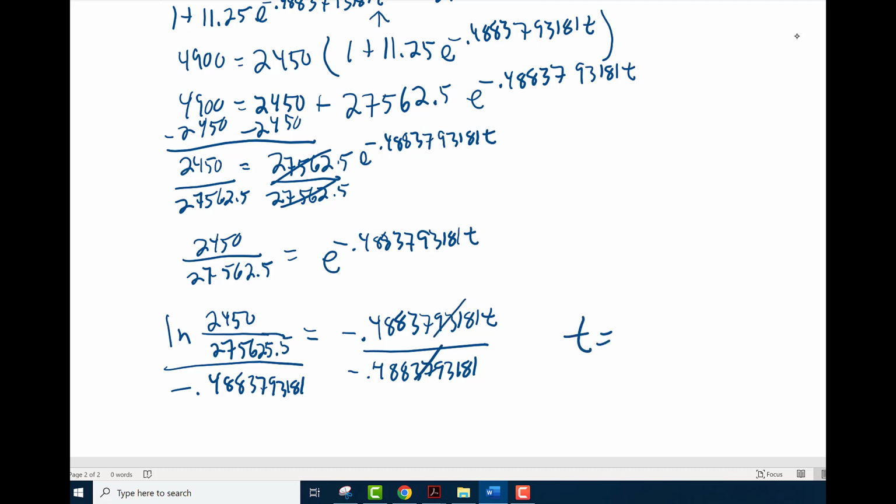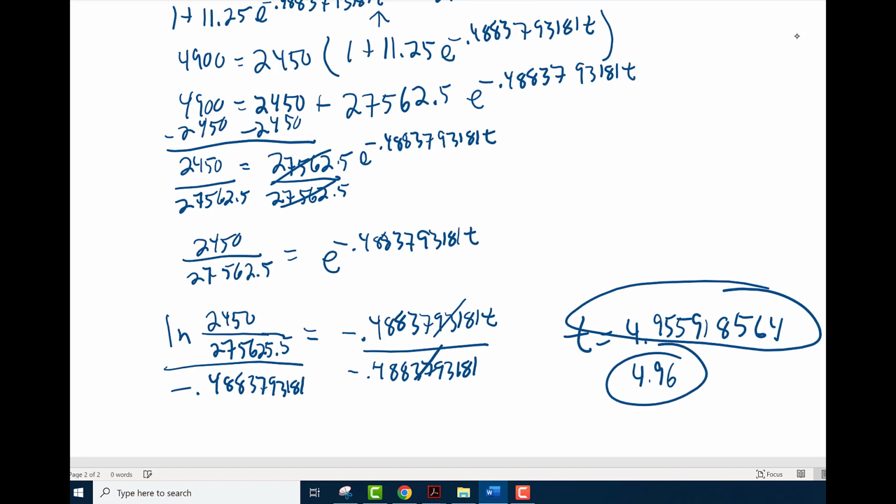So I'm going to put this in the calculator. Now I'm going to rely as much as I can on copying values into the formula. So natural log of my 2450 divided by, and I'm going to scroll up to that 27562.5, close that parentheses, divided by that negative 0.4883793181, and I get my answer. T equals 4.955918564. I think they said go to two places, so 4.96 should work. This was the answer that they had in their answer key. Or you can say 4.9559 if you want to be a little safer, but that's the idea. Okay, well, I hope that helped.